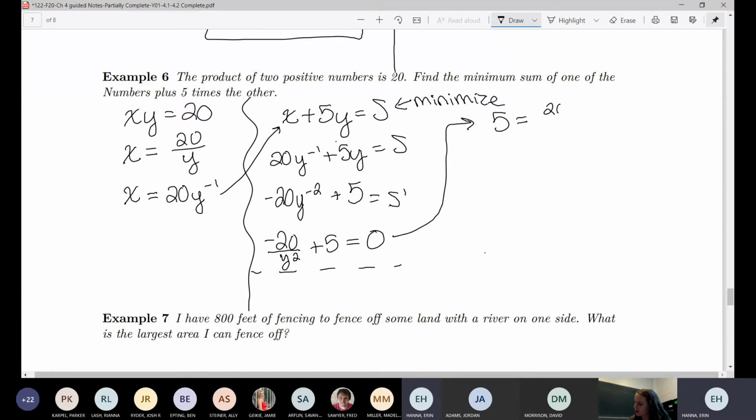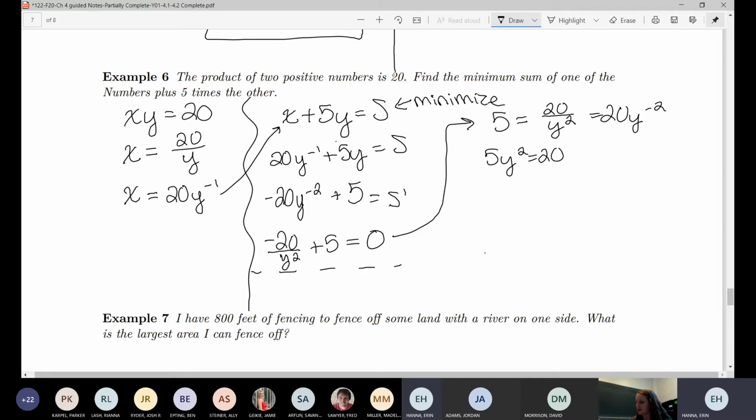So if we add the 20 over y squared over to the other side, and this is why I decided to rewrite it as over y squared, because if you were to write this as 20y to the negative second, you might not realize the algebra that you want to do next. Or maybe you would realize that you don't know what to do algebraically. Let me rewrite this as 20 over y squared. Because what you want to do now is multiply both sides by y squared.